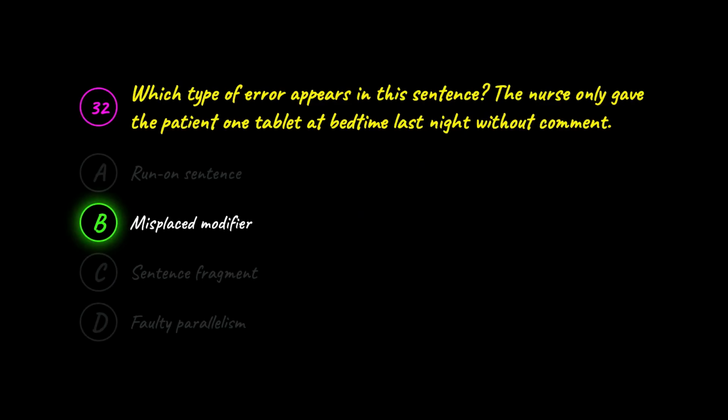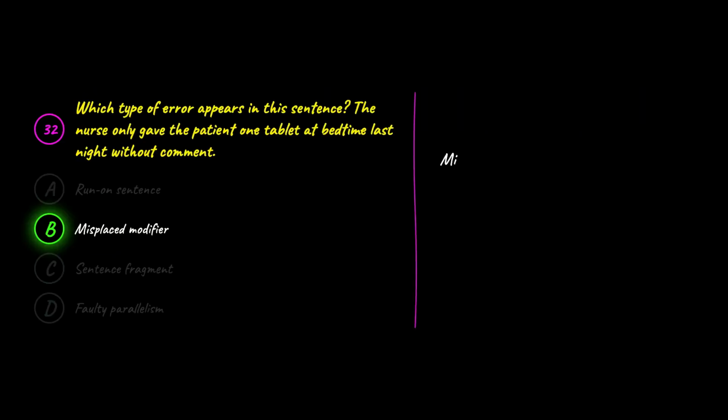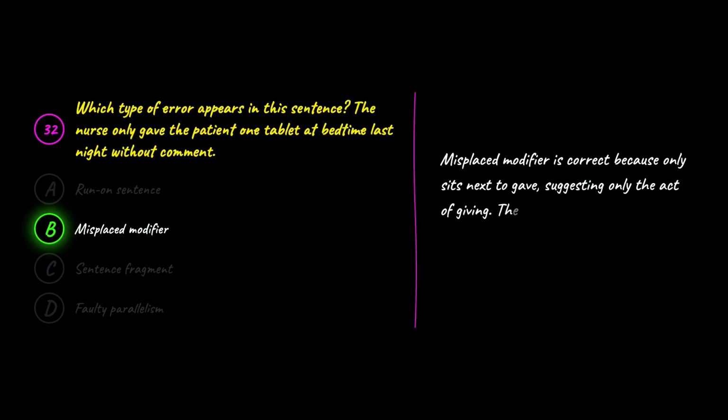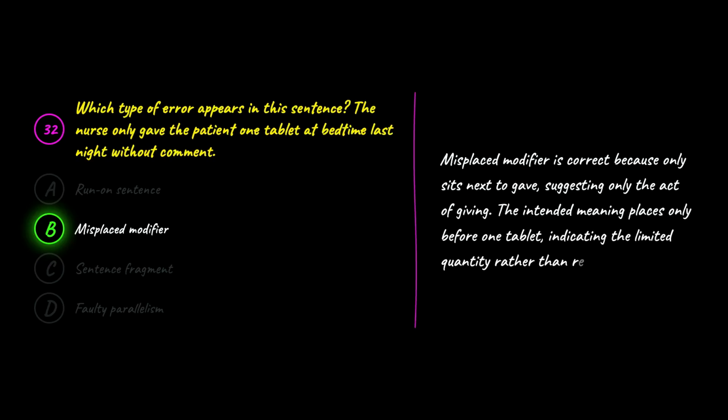The correct answer is B, misplaced modifier. B is correct because only sits next to gave, suggesting only the act of giving. The intended meaning places only before 1 tablet, indicating the limited quantity rather than restricting the action verb here.